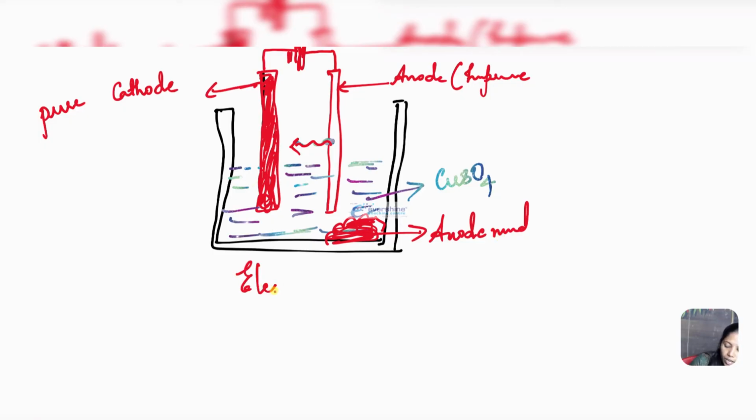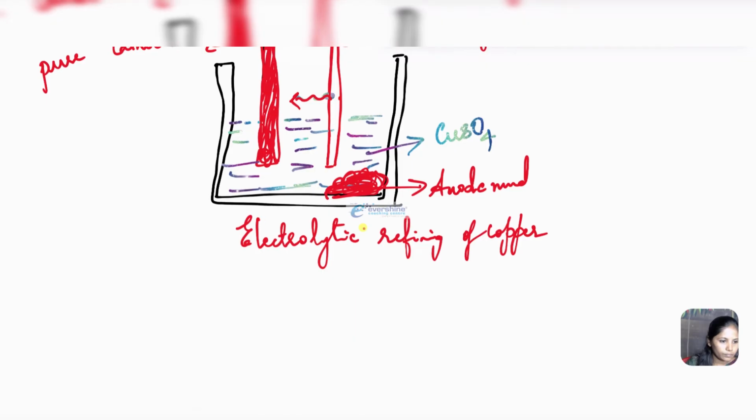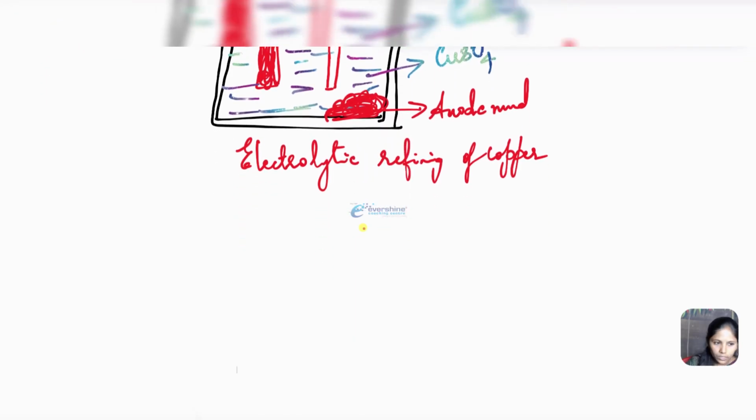This diagram they will ask for in the exam. Electrolytic refining of copper. The things you have to take are a pure copper rod and an impure copper rod, and just connect them to the battery, plug the key and pass the current. When we pass the current, copper from the anode goes and deposits at the cathode, and impurities collect down at the bottom of the tank. So this method is used for refining of metals.